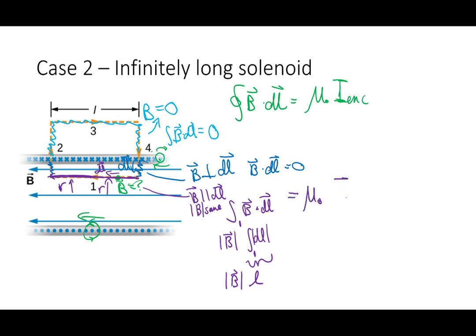And for the I enclosed, we have not just the one wire, but we have a whole bunch of wires. So that's going to be some number of wire enclosed multiplied by I. Now, direction. Since we're going to be integrating clockwise in this case, we expect inward current to be positive. So everything in here is in fact inward, so therefore positive.